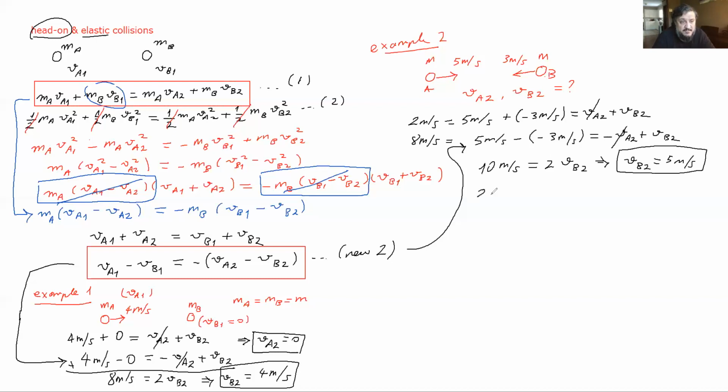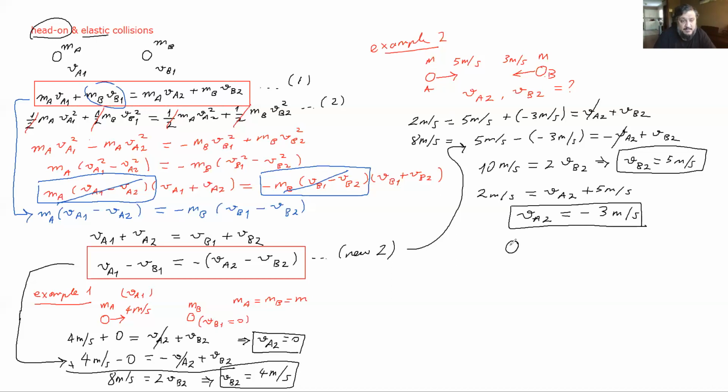Now take this 5 and plug it in the first equation. Let's say 2 meters per second will be equal to this unknown VA2 plus VB2, which is 5 meters per second. And if you solve this for VA2, subtract 5 from 2, you get negative 3 meters per second. Now, negative means it's moving in the opposite direction, to the left. Okay, so VA2 will be to the left.